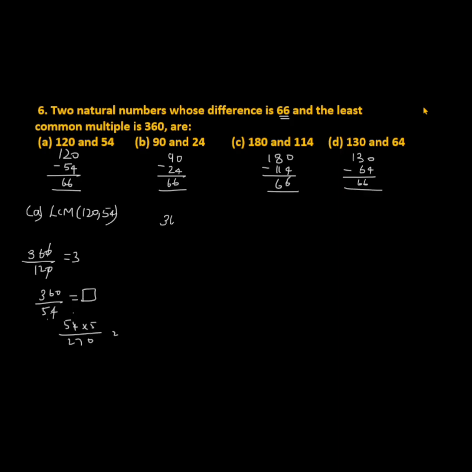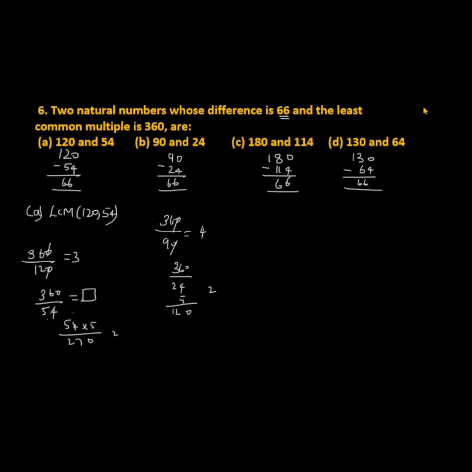Then 360 divided, you can find the LCM of 90 and 24 and check it. Otherwise, divide like this, 4 times. Now 360 divided by 24, check 24 into 5, remaining 2, 10, 120 only given.